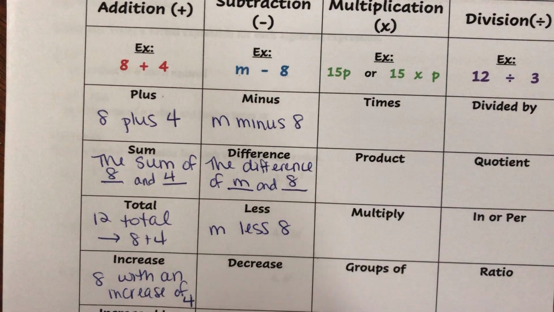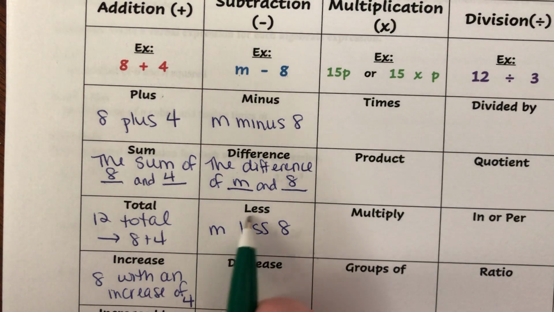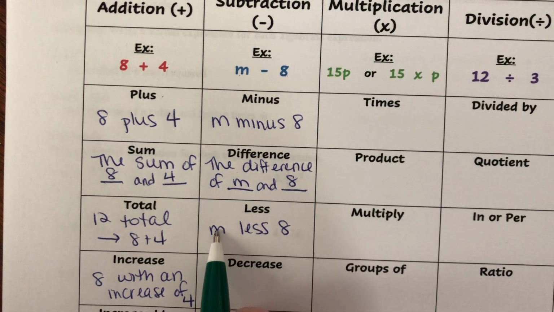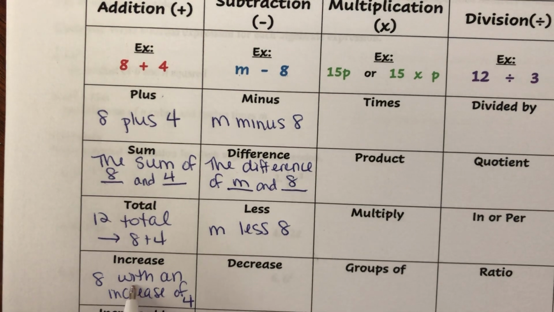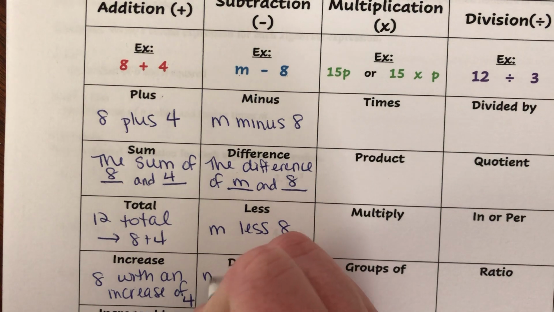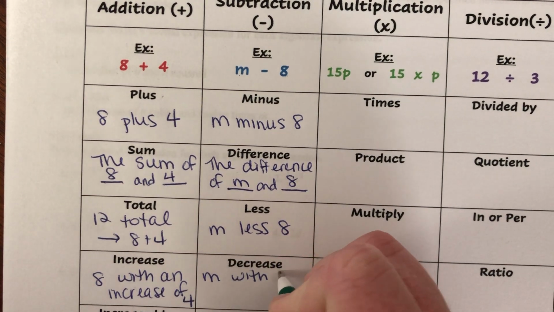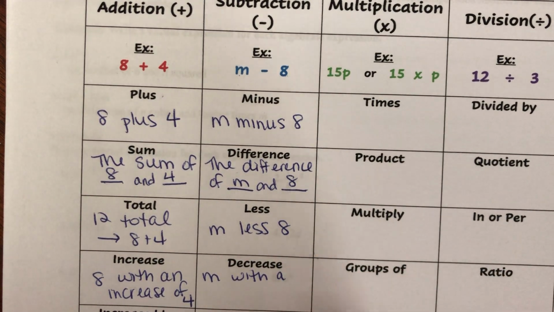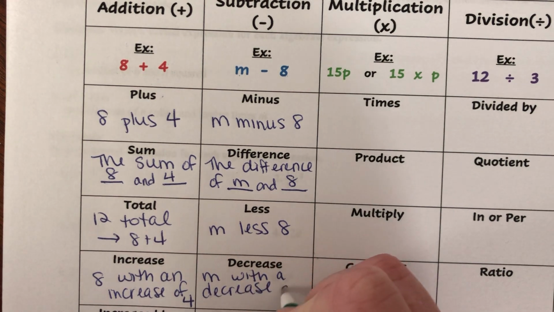less 8. That literally, it's like a verb. It literally means minus. M minus 8, m less 8. Decrease, just like increase, we could say m with a decrease of 8. You don't always have to say with a decrease of or whatever, but if you see the word decrease, you know something went down, so you know you're subtracting. I'm just giving you written examples.